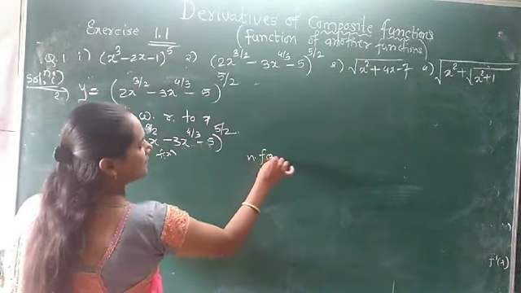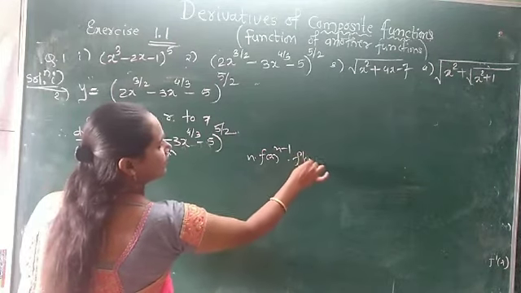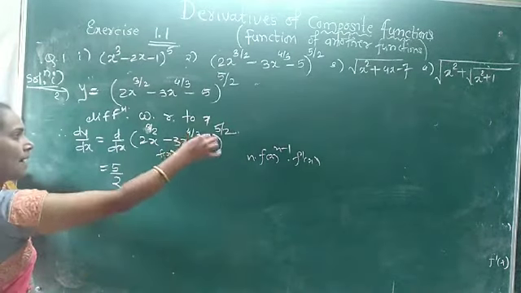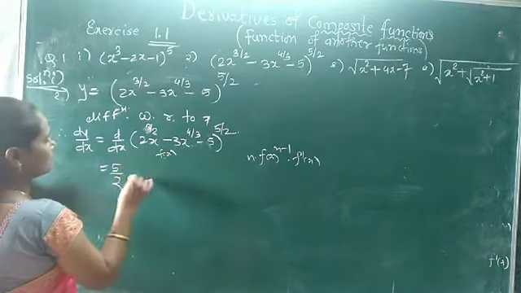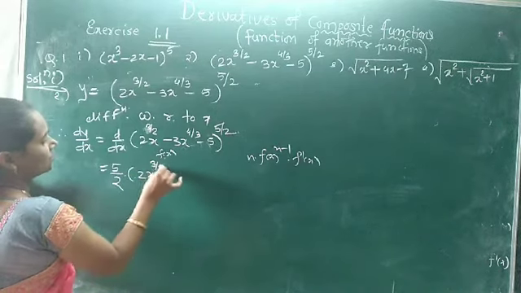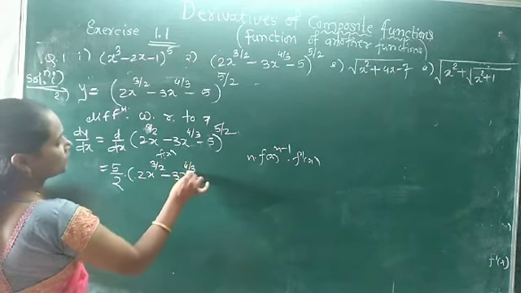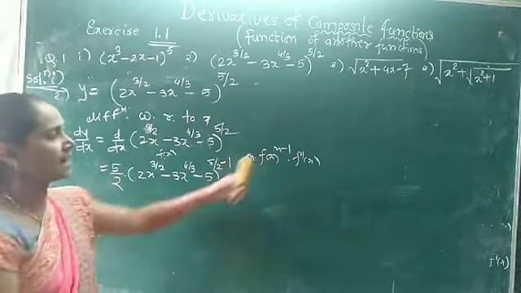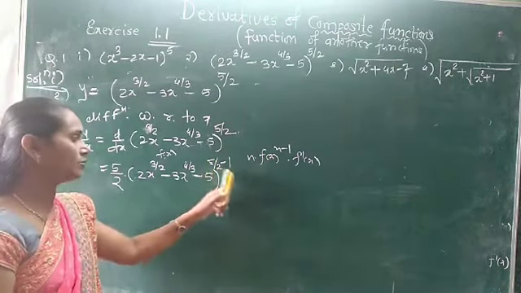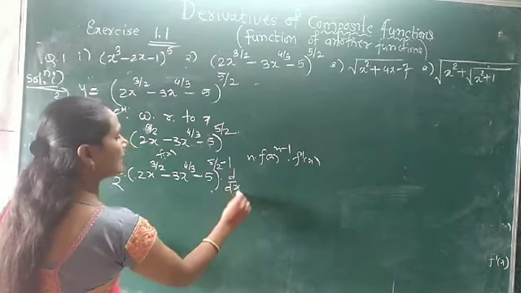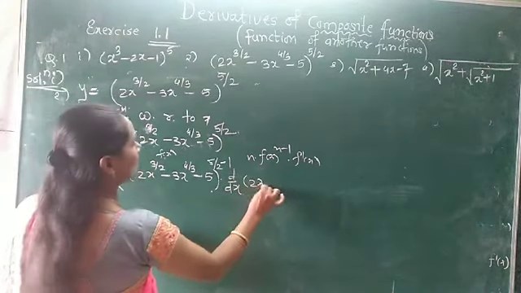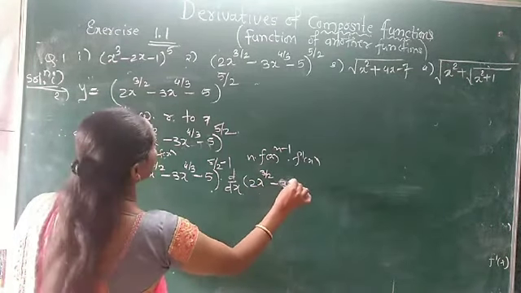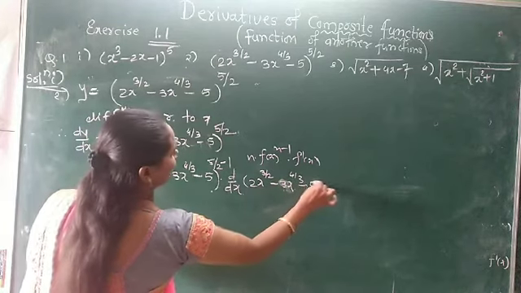n times f of x raised to n minus 1 times the derivative of the function. So first 5 upon 2. Keep this power n as it is, times write this function, 2x raised to 3 by 2 minus 3x raised to 4 by 3 minus 5, raised to 5 by 2 minus 1. Here n minus 1, so we write 5 by 2 minus 1 and multiply the derivative of this function, 2x raised to 3 by 2 minus 3x raised to 4 by 3 minus 5.